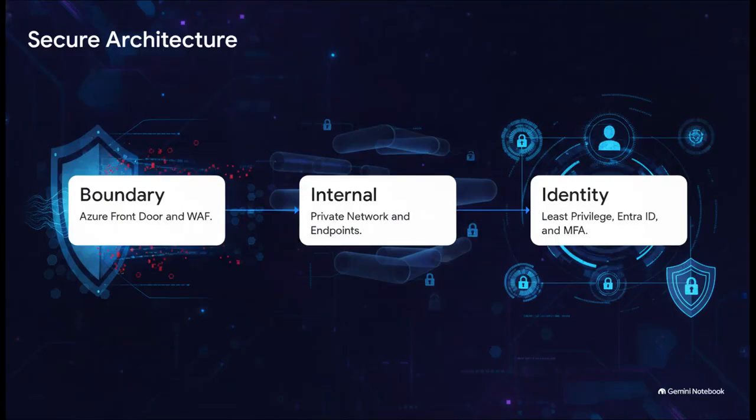So, how do we stop this heist from ever happening in the first place? We break the chain with a secured architecture. Step 1. You've got to protect the internet-facing boundary. Use Azure Front Door and a web application firewall to filter out malicious traffic before it even has a chance to hit your app. Step 2. Keep your internal resources off the public internet entirely by using private networks and private endpoints. And Step 3. Secure that identity layer. Implement strict least privilege, utilize Entra ID conditional access, and enforce multi-factor authentication. This way, if one layer fails, the next layer acts as a brick wall and halts the lateral movement.